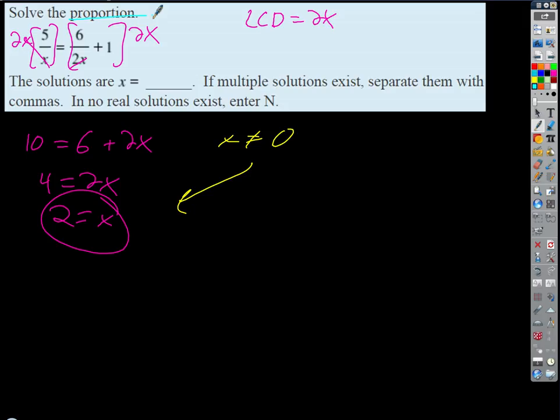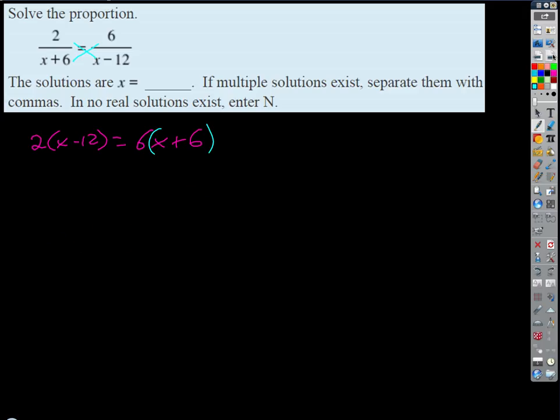When you take the final or the practice final, it'll show up differently. This one, you couldn't do that on. You had to clear the fractions. But this one is a proportion because it's just one fraction equals one fraction. So just cross multiply and solve.